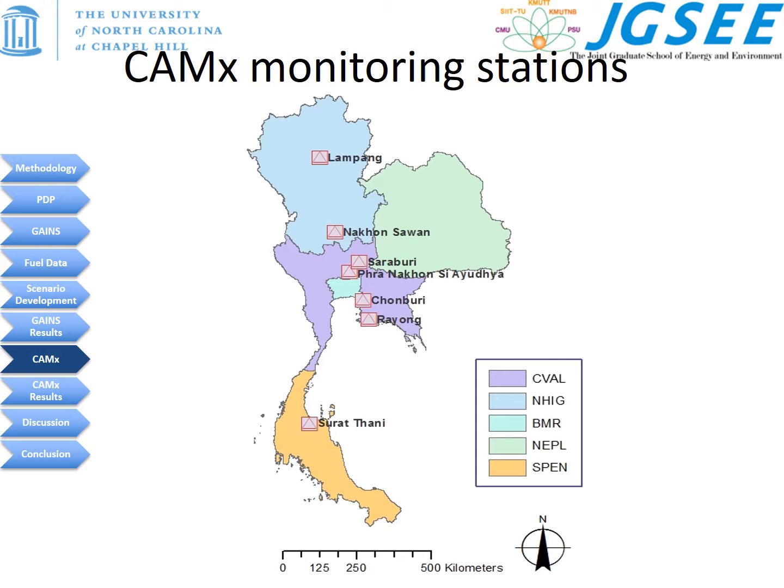7 stations were selected based on apparent changes, areas of high concentration, and locations with new installed capacity. 4 stations are located in the Central Valley region: Phra Nakhon Si Ayutthaya, Saraburi, Rayong, and Chonburi. 2 stations are located in the Northern Highland region, Lampang and Nakhon Sawan. 1 station, Surat Thani, is located in the Southern Peninsula region.